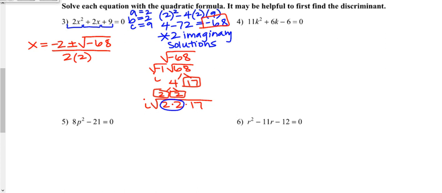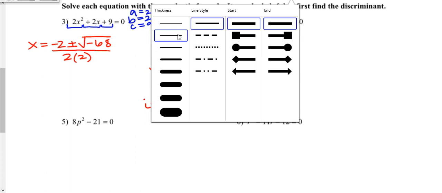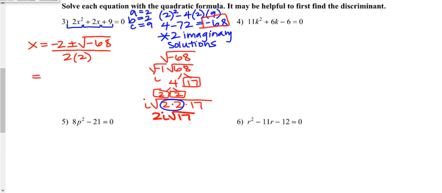So the answer here is 2i root 17. That's root 68, simplified all the way. So my answer on the left here becomes negative 2 plus or minus 2i root 17 all over 4. And root 17 couldn't be simplified, so I'm just leaving it as root 17.